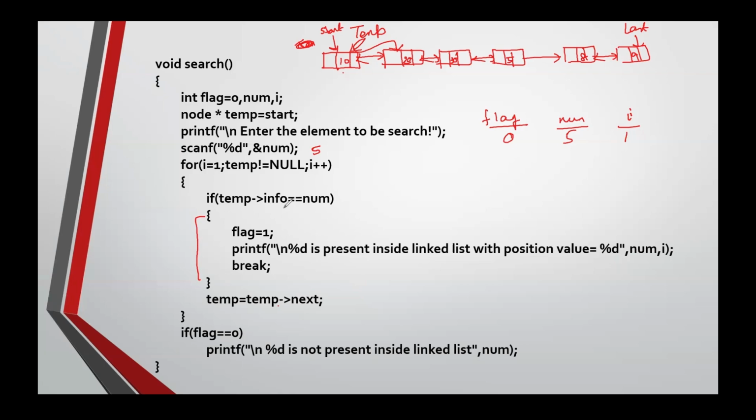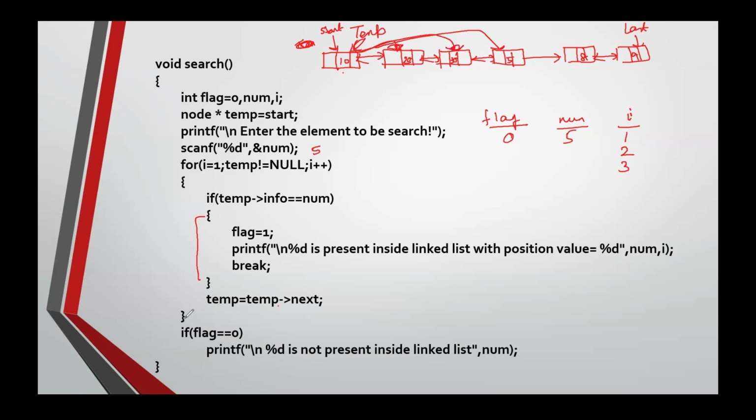So now temp info. What is temp info? 20. 20 is equal to 5? No. If it is no, this line will be executed, that is temp equal to temp next. So right now temp points to this one. Then temp not equal to null. In between, what happened? The value of i is incremented: initially 1, then 2, then 3. Right now it is 3. Temp info is 30. Is 30 equal to 5? No. If it is no, temp equal to temp next. What is temp? This one. So now it points to this node.